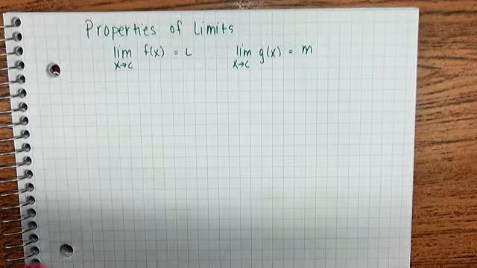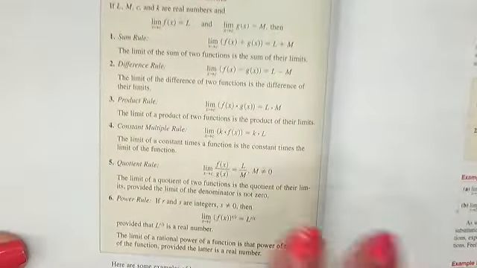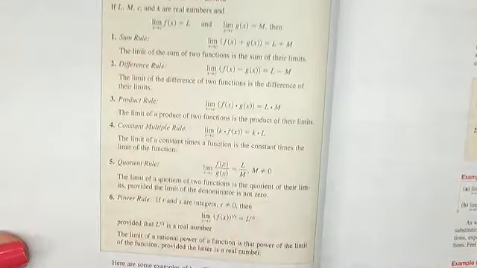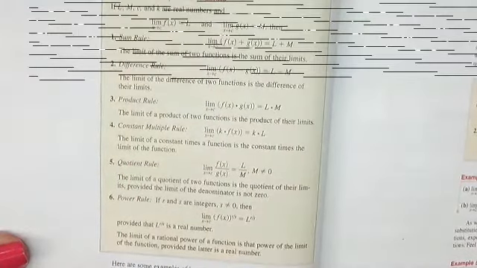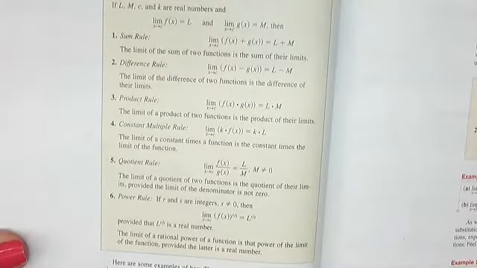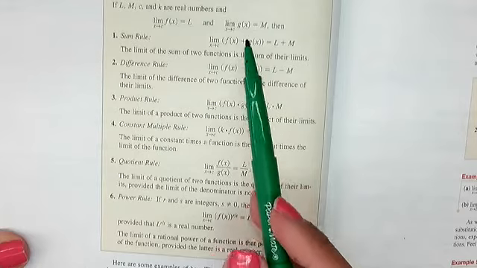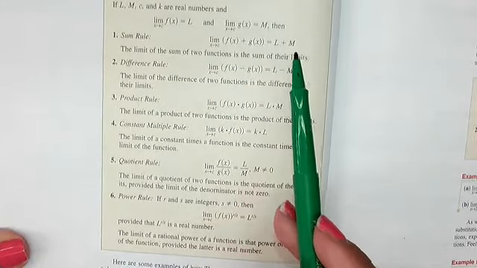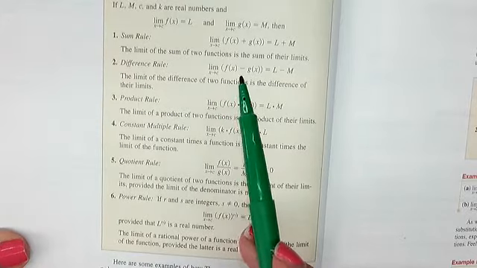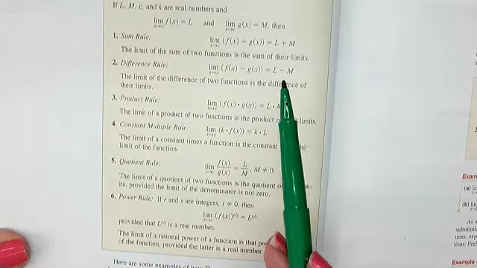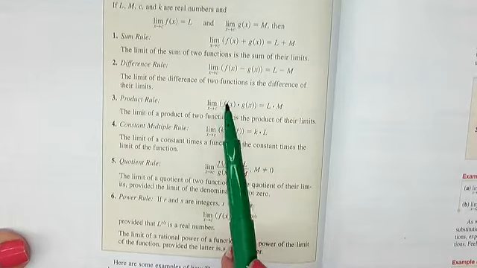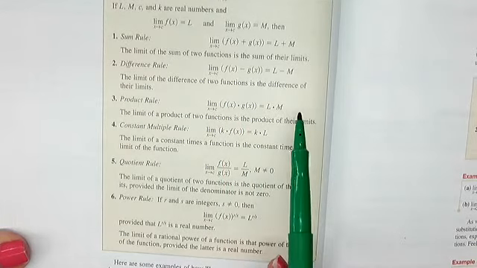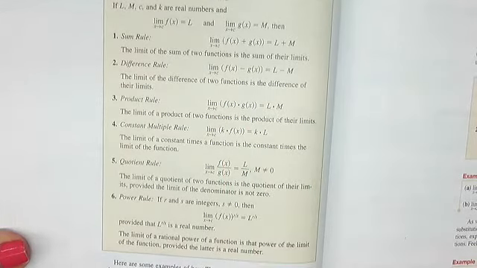So I have my book here. I'm just going to go through and explain it. Hopefully you have your book in front of you. The limit of the sum of the functions is the sum of their limits. The limit of the difference of the functions is the difference of their limits. The limit of the product is the product of the limits. I think that most of this is self-explanatory.